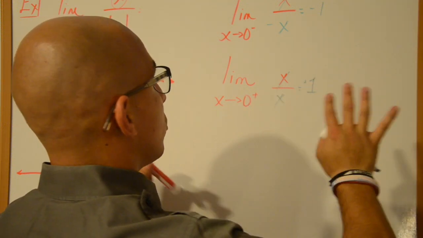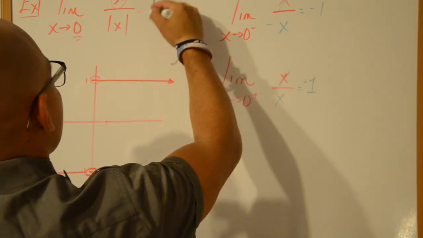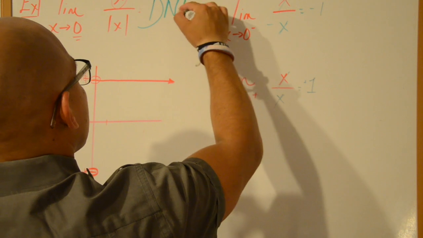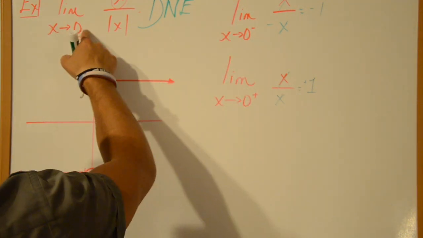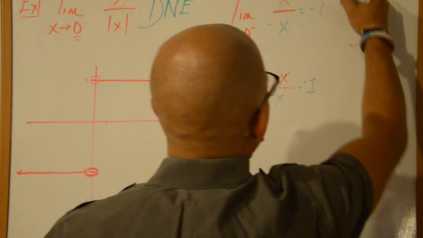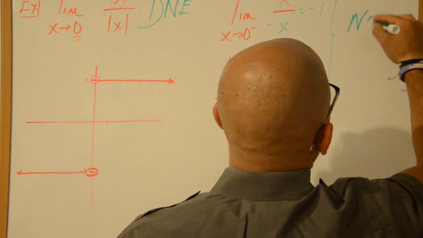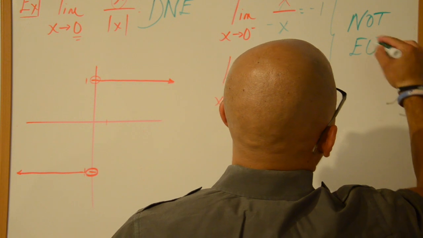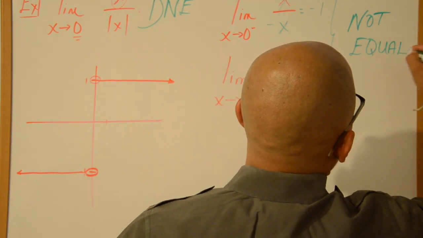Totally fine, totally okay. However, we say that the limit as x approaches 0 of the function does not exist because these pieces are not equal.